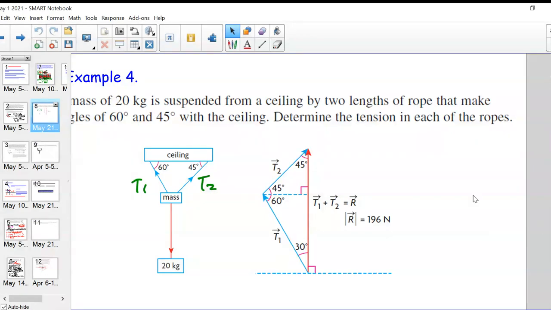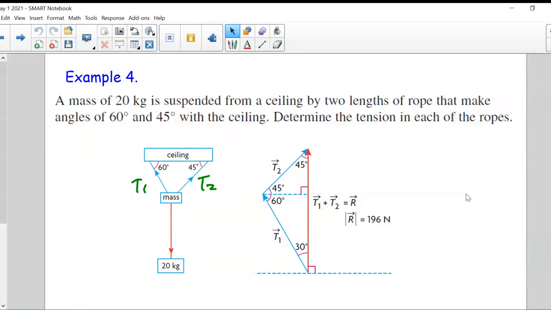Okay, so let's look at what the question is talking about. A 20-kilogram mass is suspended from a ceiling by two lengths of rope that make angles of 60 degrees and 45 degrees with the ceiling. Determine the tension in each of the ropes. So there's a concept in what we're doing called static equilibrium, and let me write that phrase down.